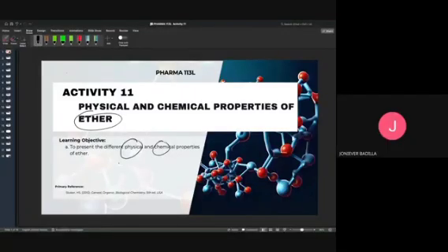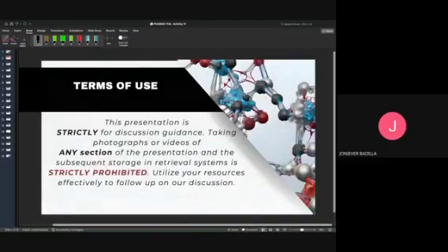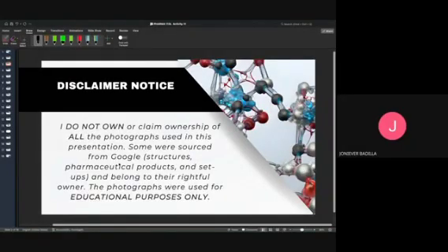So regarding the nomenclature, since you already went over that under your lecture, we won't be going over that in this discussion. For this particular discussion, the same as what we have been doing, for the terms of use, again, taking any photographs or videos of any section of this presentation is strictly prohibited. The same is true: some were sourced from Google and they belong to their rightful owners. Those photographs are used for educational purposes only.